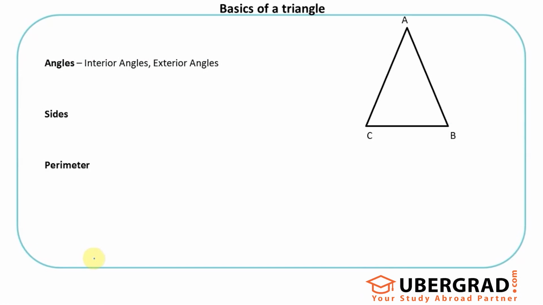So let's understand some basic terminology related to triangles: angles, sides, perimeter. So what are the angles? We have two kinds of angles actually, interior and exterior angles. There are three interior angles for a triangle.